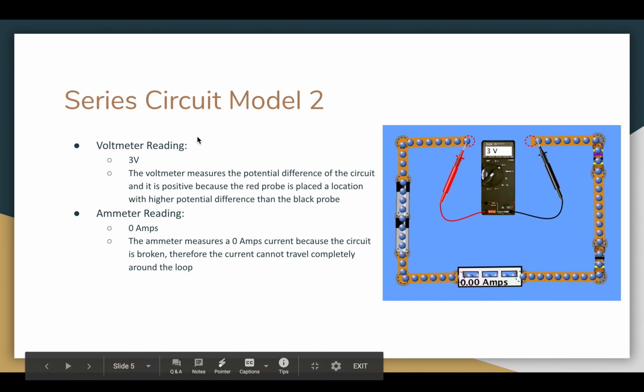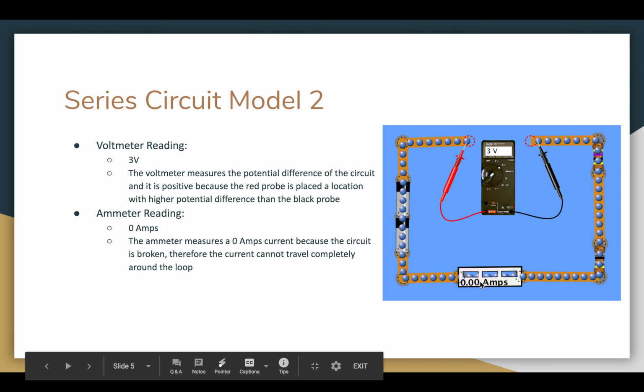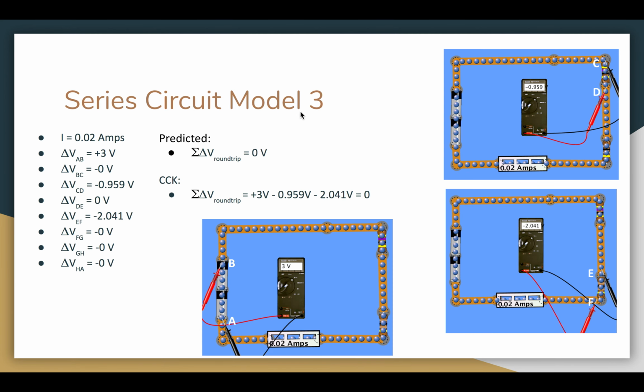And then for series circuit model 2, I broke up the circuit wire, and then I measured the voltage across with a voltmeter, and I got a reading of 3 volts. And the voltmeter measures the potential difference of the circuit, and it's positive because the red probe is placed at a location with a higher potential than the black probe. And the ammeter reads 0 amps because since the wire is broken, there's no current going across, so therefore it would have 0 current.